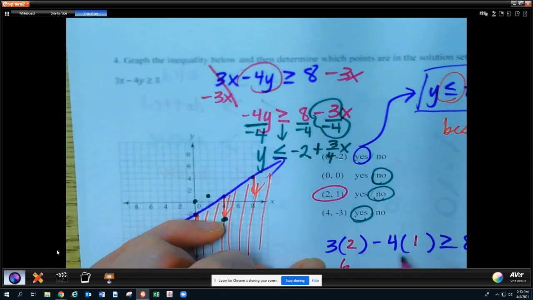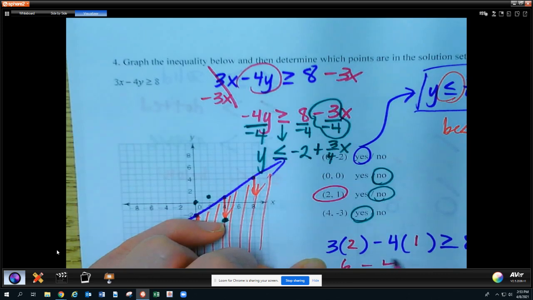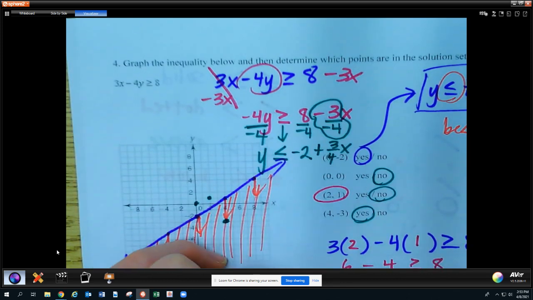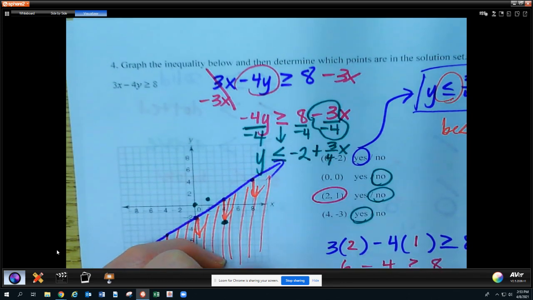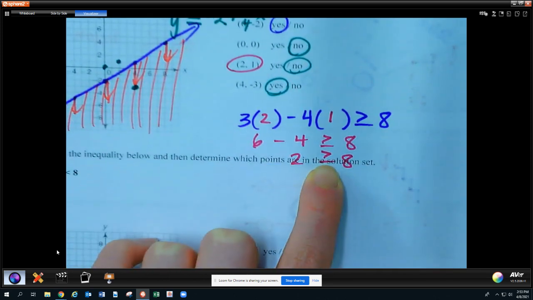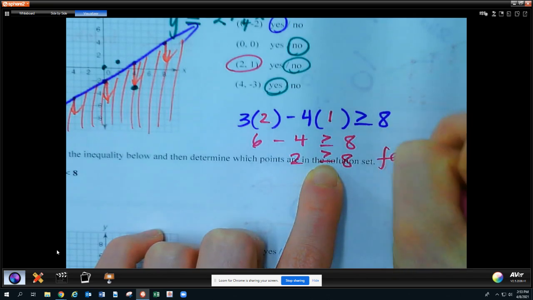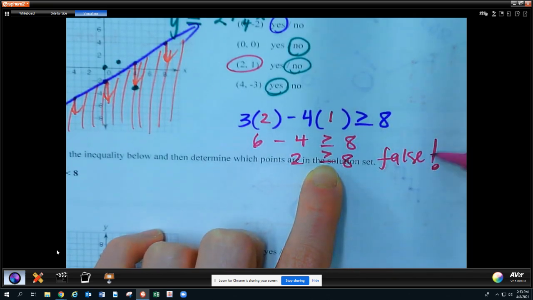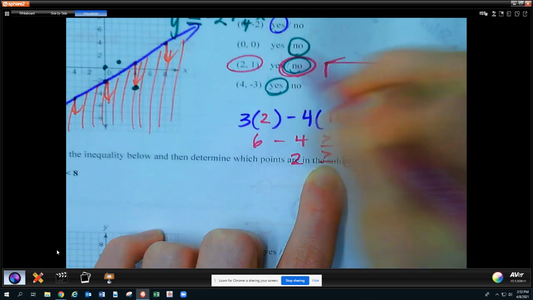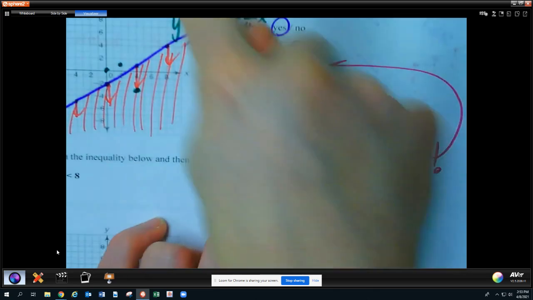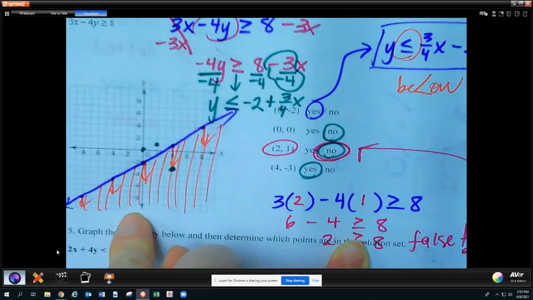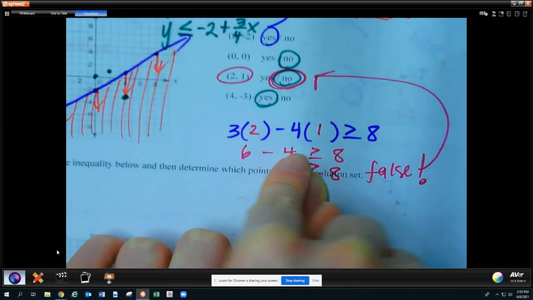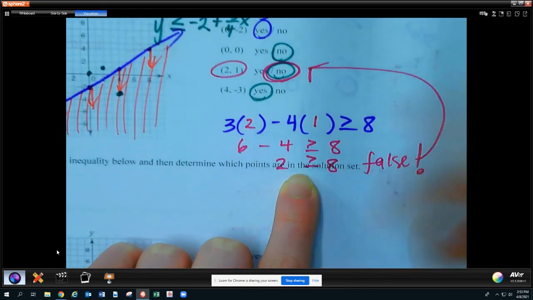3 times 2 is 6. 4 times 1 is 4. 6 minus 4 is 2. 2 is not greater than or equal to 8. And so since that is false, that corresponds to why we have no as our solution. So if you wanted to skip the graph, you can point test all of these instead, just like I did here. Sometimes that's easier for me.